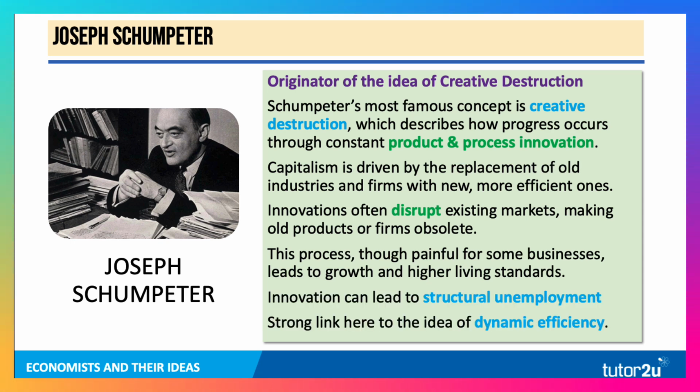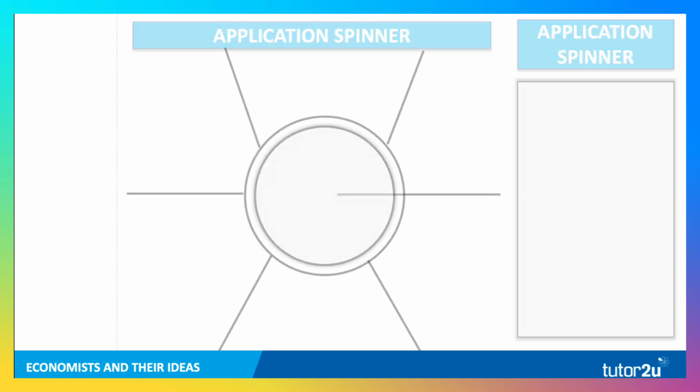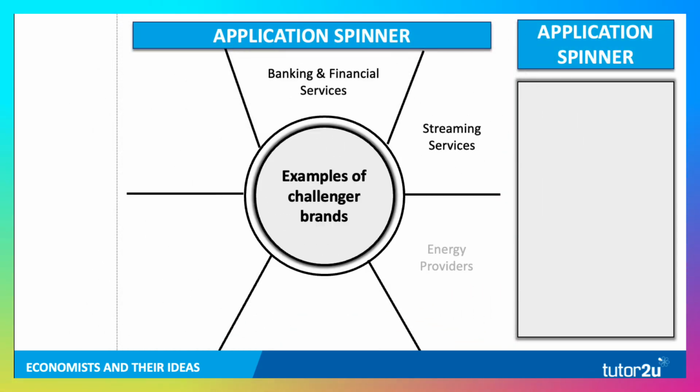So Schumpeter is one of those great economists to think about whenever you write the words dynamic efficiency or use the words innovation and disruption in your economics papers. This is particularly relevant, I think, to market structures. Here are 6 market structures that exam boards quite like to ask questions on. Maybe press the pause button here. I'm going to spin the wheel.